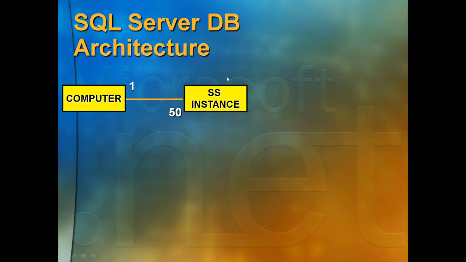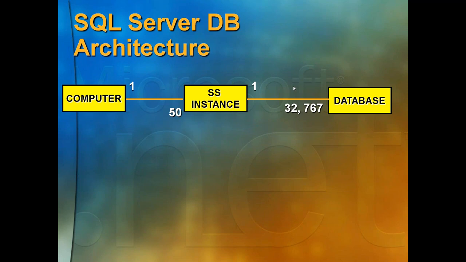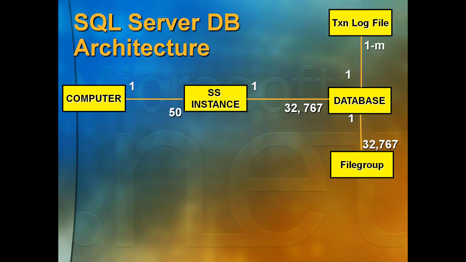Clear? Once you install SQL Server, the first instance is called the default instance. The default instance will have the Windows name as the SQL Server name. That's what we have discussed already. Now, in a single setup, we can create 32,767 databases, right? So what is a database? A database is a collection of file groups and a collection of transaction log files.